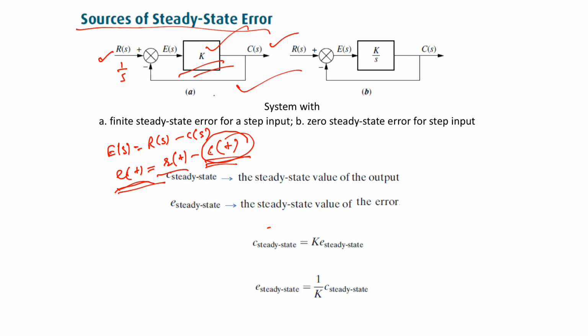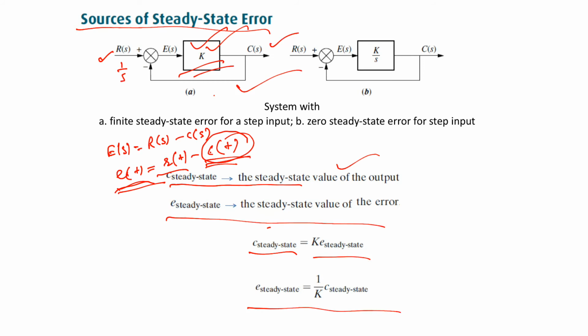So let us suppose that C steady state is the steady state value of the output, and E steady state is the steady state value of the error. Then from this block, between E(s) and C(s), there is a block K. So we get C divided by E equals K. So our C steady state equals K into E steady state. Our error steady state is equal to 1 by K times C steady state. So the larger the value of K, the smaller the value of this E steady state. If K increases, the value of the E steady state will decrease and would yield a similar value as C steady state.